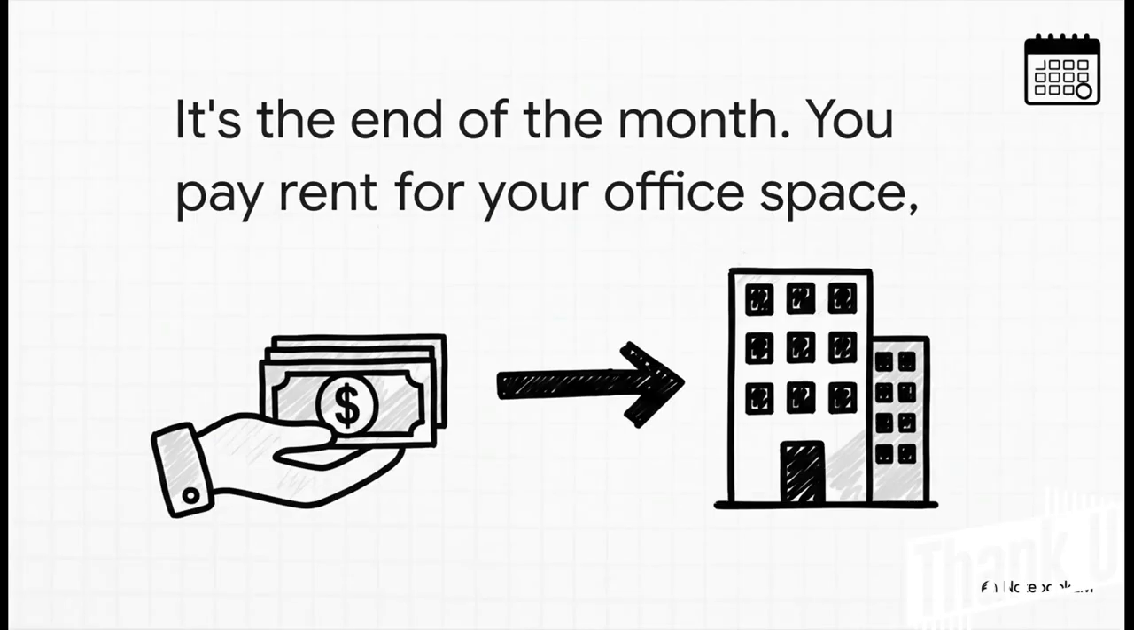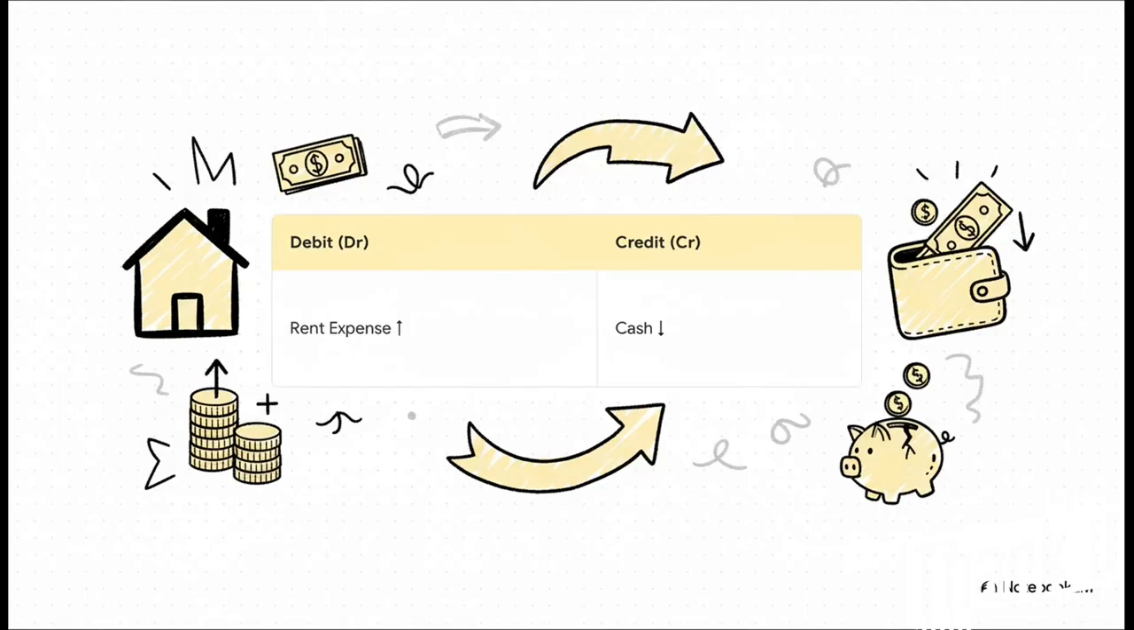All right, our final example. It's the end of the month and the landlord's knocking. You have to pay rent for your office space. You're spending cash on a totally necessary business expense. So what happens here? Well, you've created a rent expense, and expenses, just like assets, increase with a debit. So you debit the rent expense. And how'd you pay? With cash. Your cash asset has decreased, and we know assets decrease with a credit. See? It doesn't matter what the transaction is. Every single one follows these exact same simple rules.